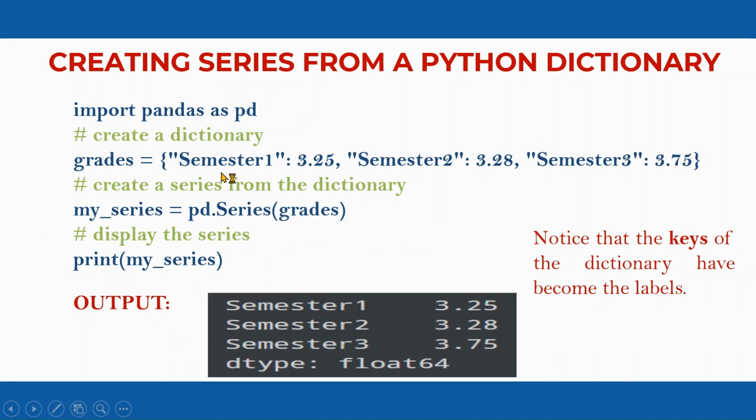Here we don't have any specific index I'm mentioning, but the key will act as the index, and this is the value. This is the index, this is the value, because indexing is not performed on dictionaries. So this is the index or the label, this is the value: index, value, index and value. These are all floating values, 3.25, 3.28, so the data type is float64. Now notice that the keys of the dictionary have become the labels. This is a label, this is a label, and this is a label. We don't have any 0, 1, 2, 3 here.